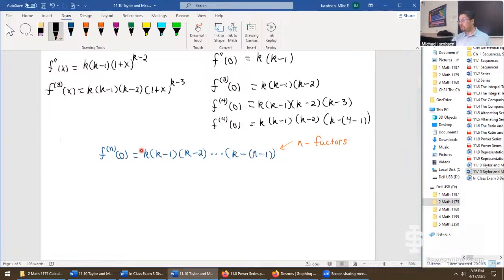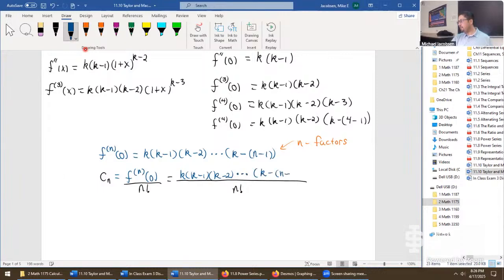Next thing we need for the Maclaurin series is Cn. Cn is going to be defined to be Fn at 0 divided by n factorial. And so now it looks like this. Let me fix the color coding just a bit. Over n factorial, we place in the numerator k times k minus 1, k minus 2, up to k minus n plus 1.